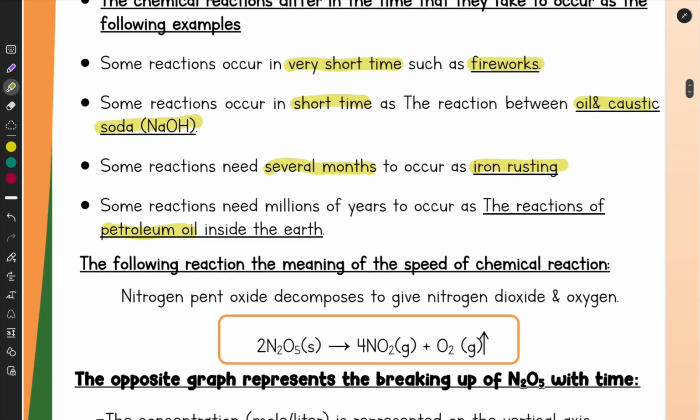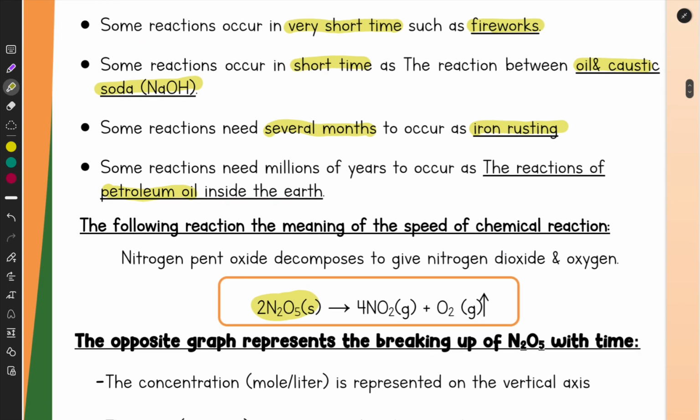The following reaction shows the meaning of the speed of chemical reaction, like if we have N2O5. N2O5 means nitrogen pentoxide. The word pent means 5, so nitrogen pentoxide means nitrogen which has 5 oxide. The nitrogen pentoxide decomposes to give nitrogen oxide and oxygen. The nitrogen oxide here is nitrogen dioxide because it has 2 oxygen.